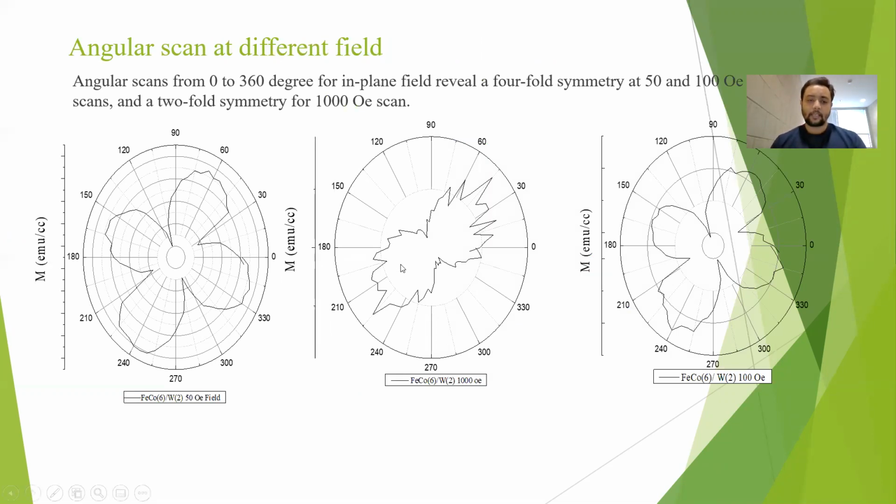So this is the angular scan at different fields. We can clearly see four-fold symmetry for the 50 oersted field, and again four-fold symmetry for the 100 oersted field. But this four-fold symmetry was removed when we apply the 1000 oersted scan. So all these scans reveal that our sample has four-fold symmetry at 50 and 100 oersted field, whereas it has two-fold symmetry for 1000 oersted field.